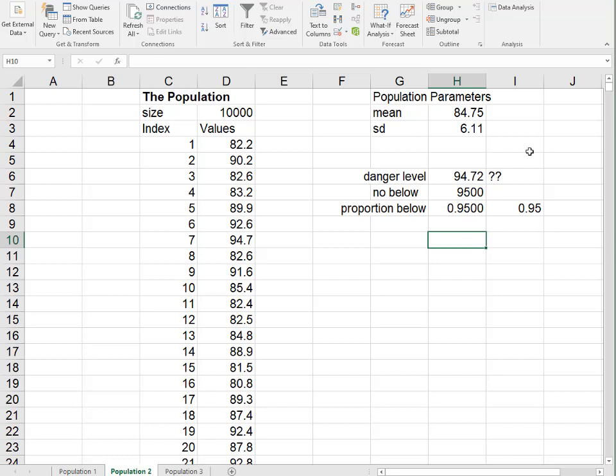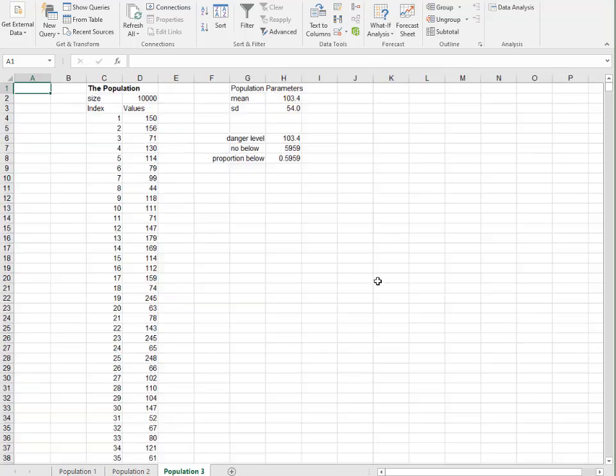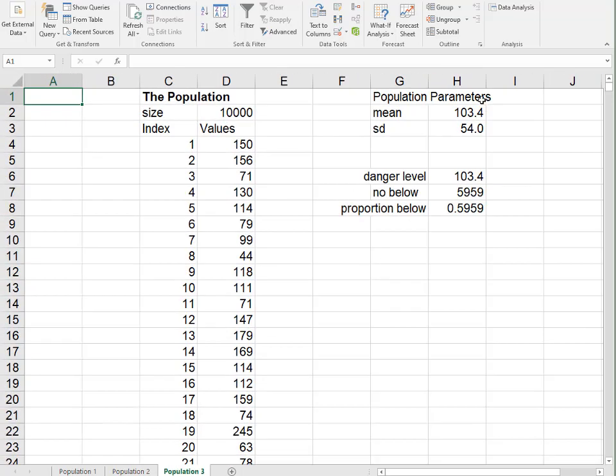So hopefully you find something similar to that. 94.72, and then for population 3, the same thing again. So what should this be? Again, the levels are slightly different. It's more like population 2 in levels. So pause. What should this be to get 95% here? Pause the video, then see if you get the same as me.